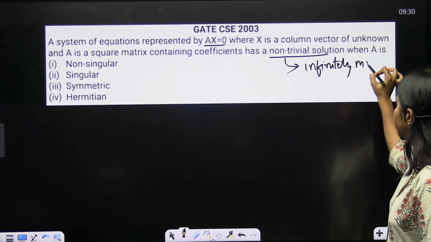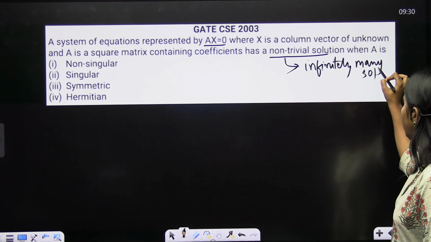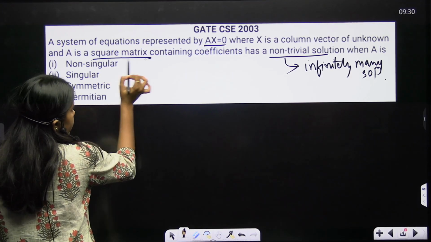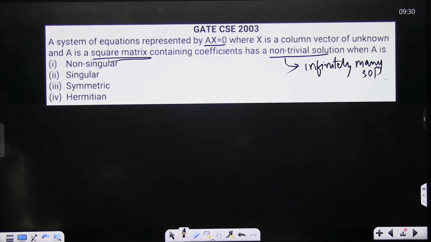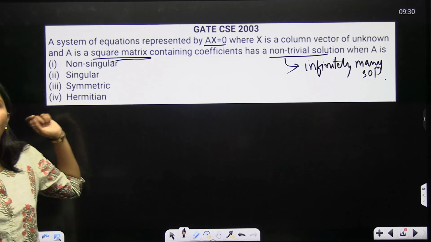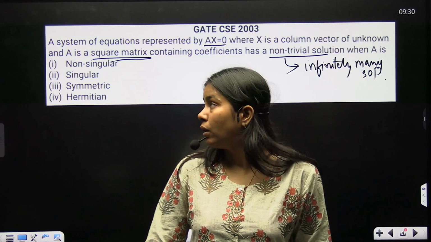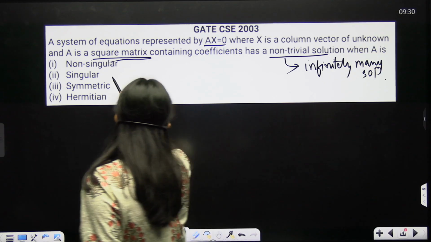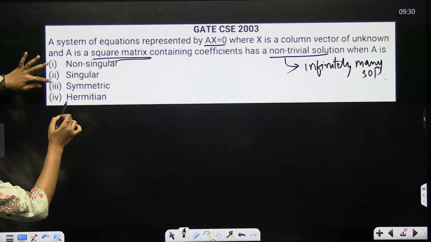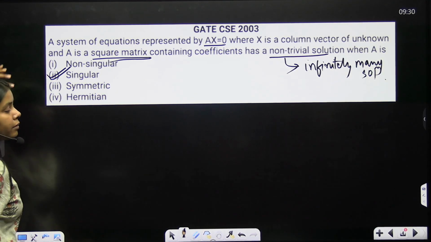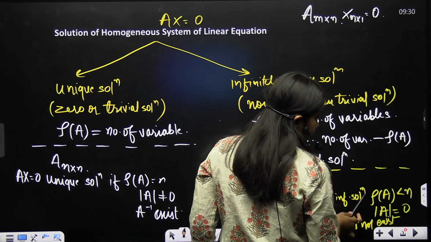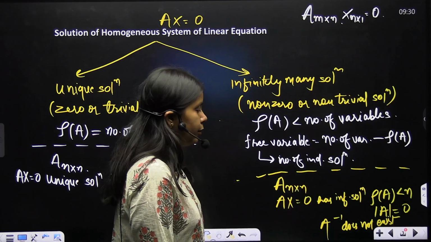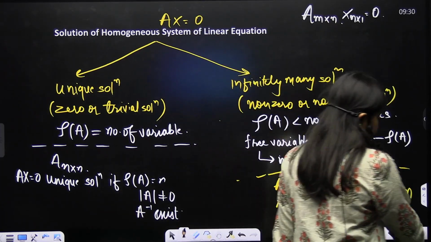And if I have infinitely many solutions, they are asking for non-singular or singular. They have said that it is a square matrix. If it is a square matrix, I can talk about these things, right? Singular, non-singular, symmetric, all these come under square matrices. Now, non-singular means determinant is non-zero, singular means determinant is 0. So it would be a singular matrix. Why? Because we have said that determinant of A is 0 in case of infinitely many solutions. So this is one of the questions.